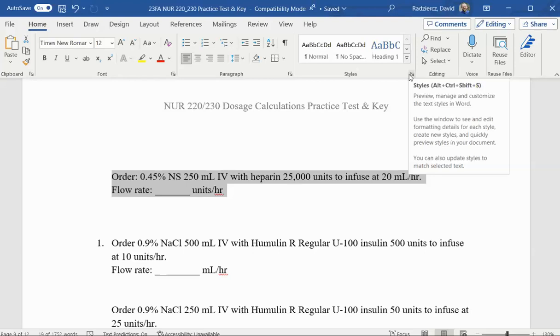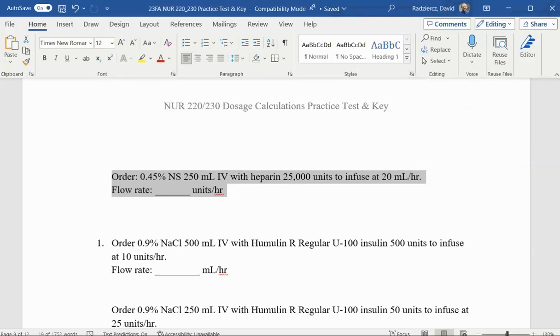So I'm seeing a lot of answers with 2,000 units. So let's see if that's the same thing I got. I'm going to take 20 times 25,000 divided by 250. And I think we're all getting 2,000 units per hour. Good. Very good.